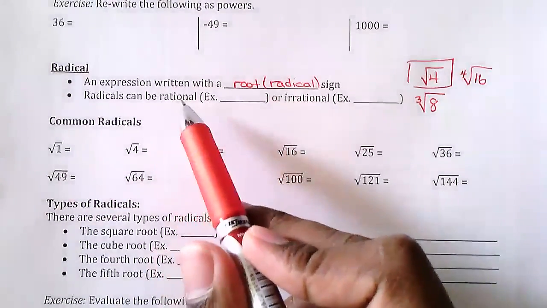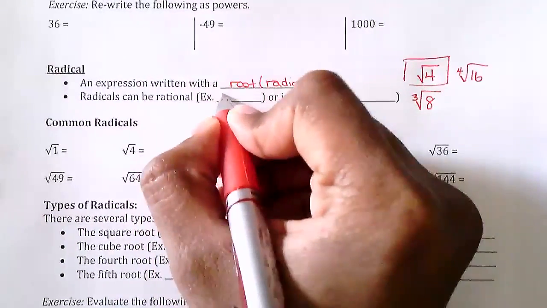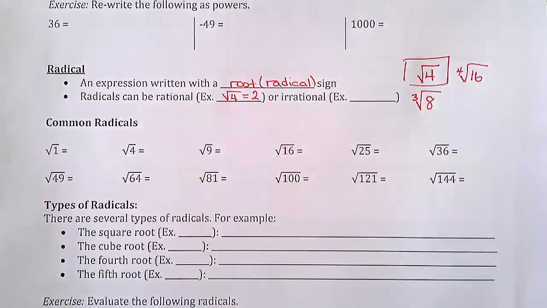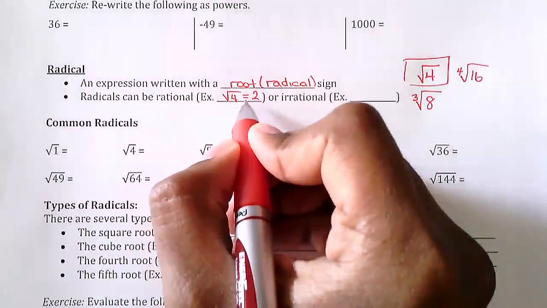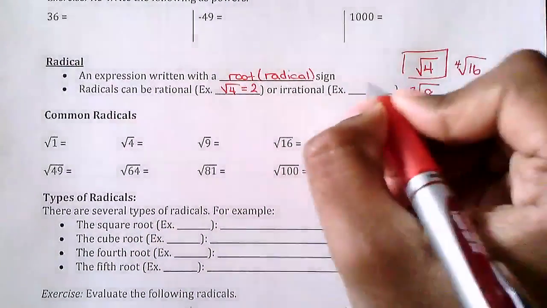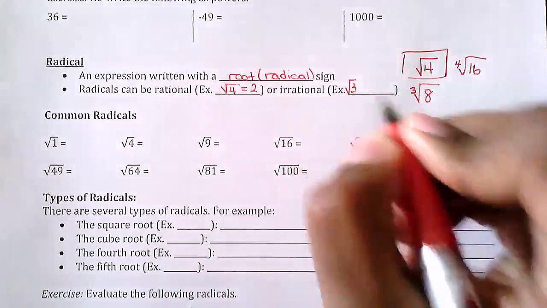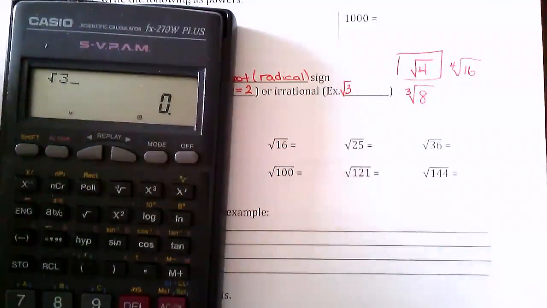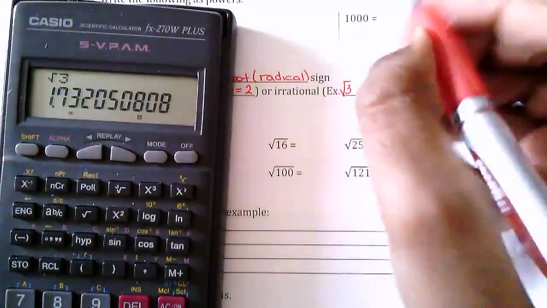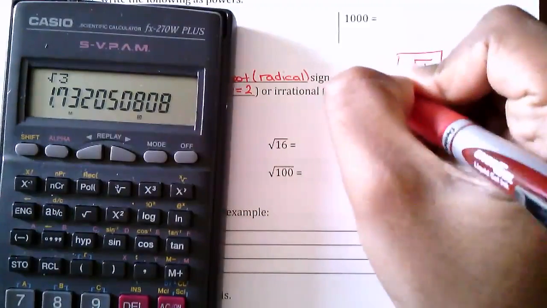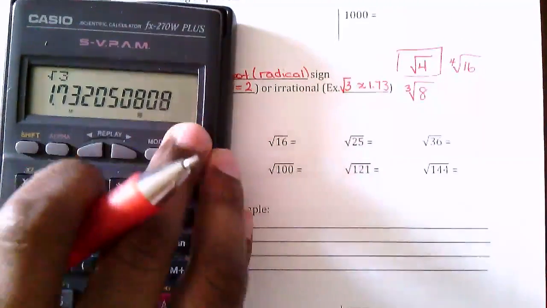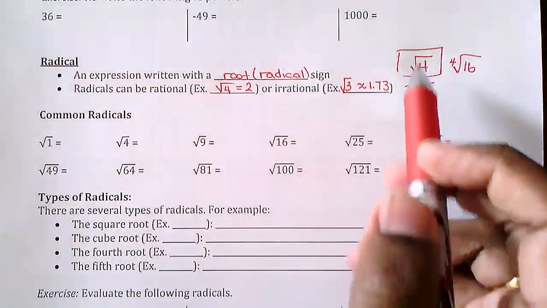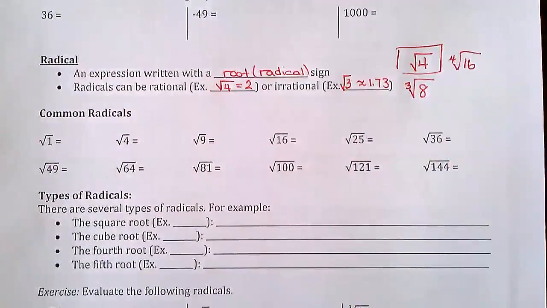So radicals can be rational. If I take a look at square root 4, we know that equals a nice number, 2. That's a rational radical because when I solve for it, it gives me a nice whole number. Or it can be irrational if I have something like root 3. Again, if I plug that into my calculator, root 3 is 1.7320, and so on and so forth. So we see that this is irrational because it gives me a long decimal. Okay, so a radical is just an expression with this sign. We're going to go through what all of these mean in just a sec.